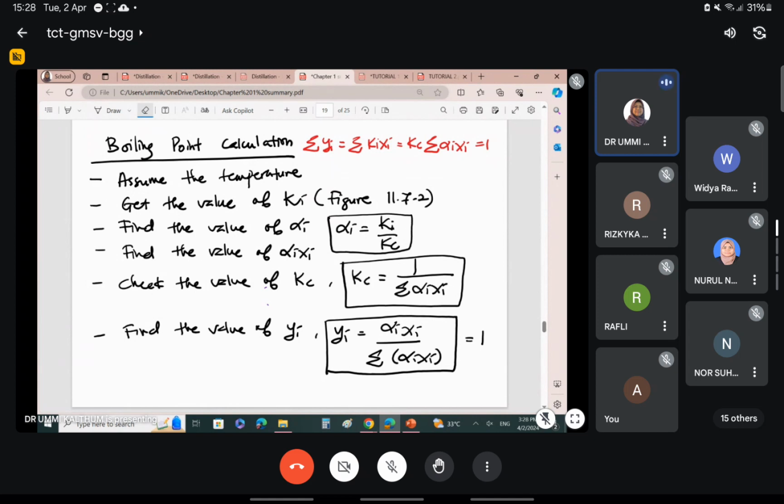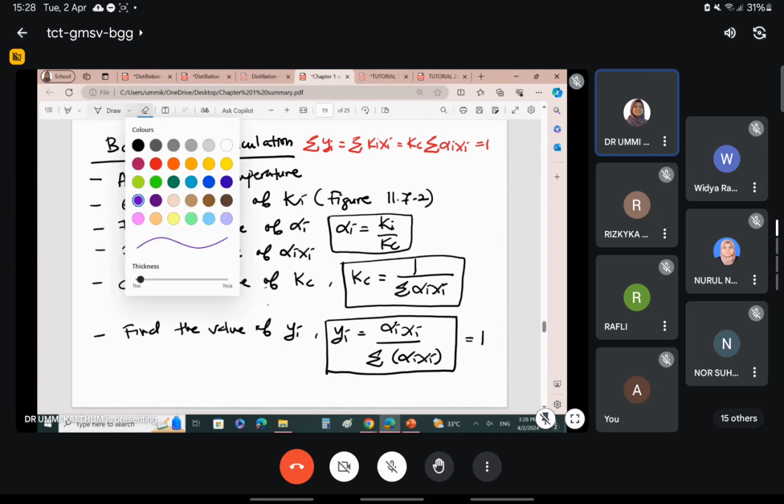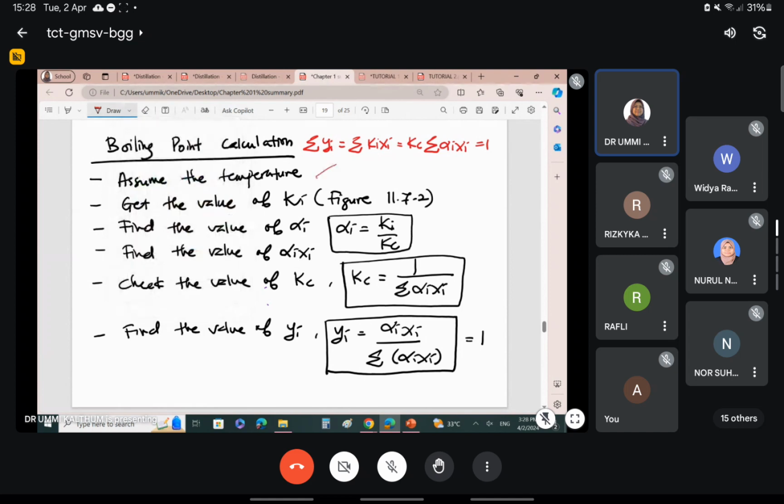Okay, so first you have to assume the temperature. So jangan tanya saya macam mana nak assume. It can be any temperature, kita tak tahu. Okay, so then get the value of Ki, the distribution coefficient from figure 11.7-2 for hydrocarbon, and then find the value of relative volatility. Relative volatility is alpha i. Okay, alpha i is equal to Ki over Kc.